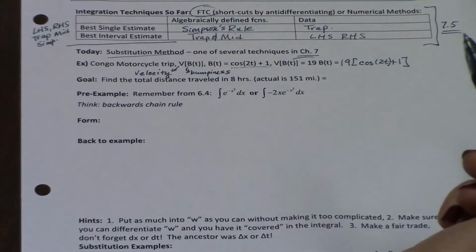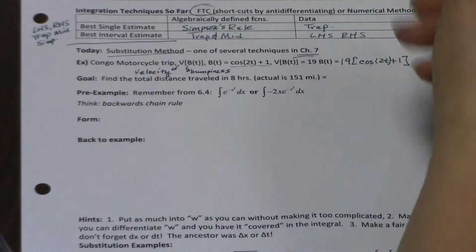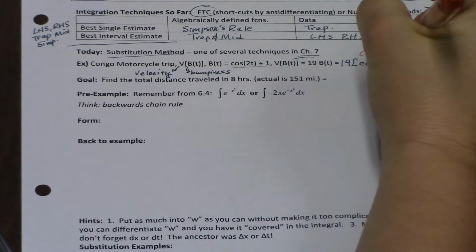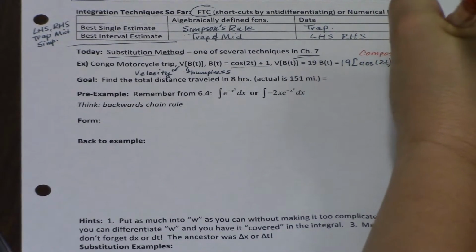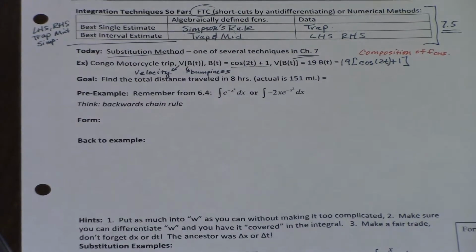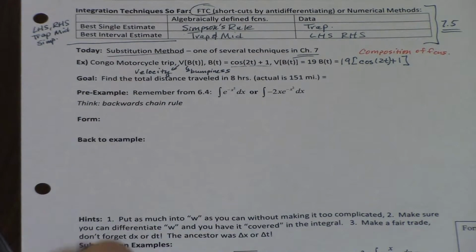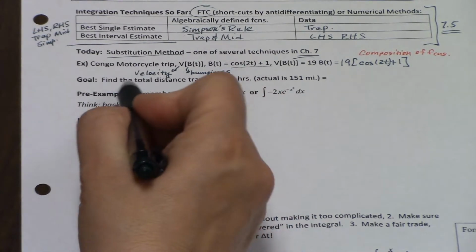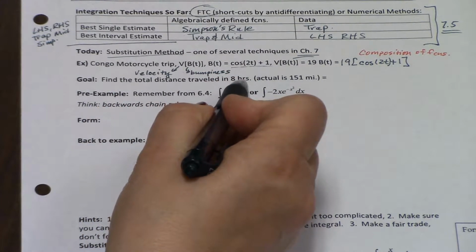So that was really my goal, to get something that had composition of functions, because that's why we're going to use the substitution method, whenever we have a composition of functions. So my goal in this problem, and the problem I want to solve, is to find the total distance that was traveled in that 8 hours.